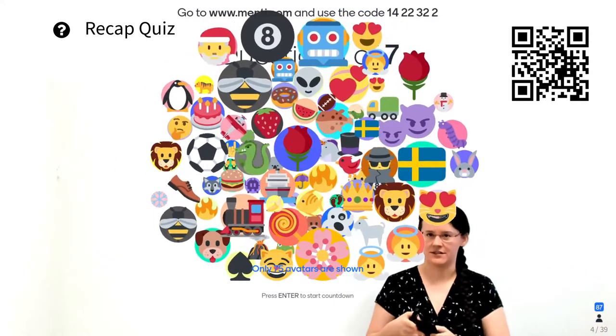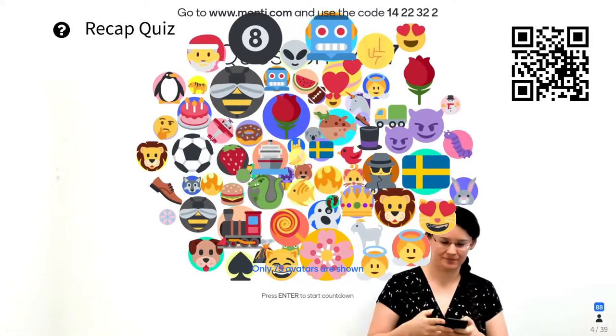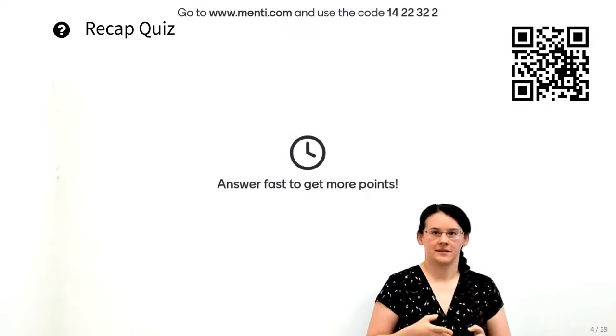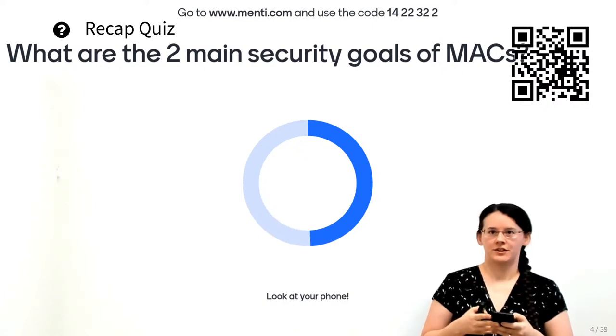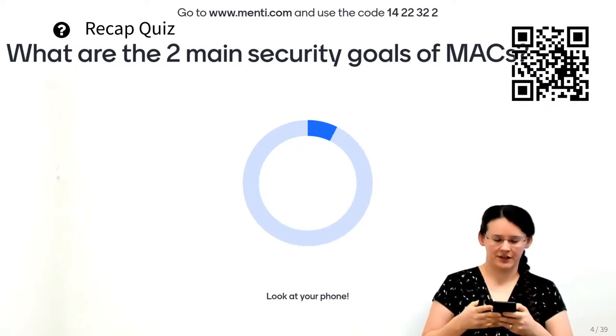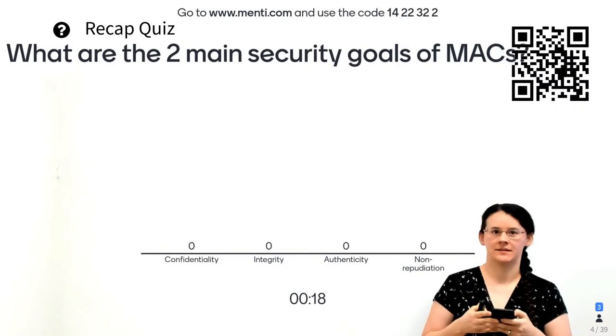So let's start the quiz with the first question, which is, what are the two main security goals of MACs?